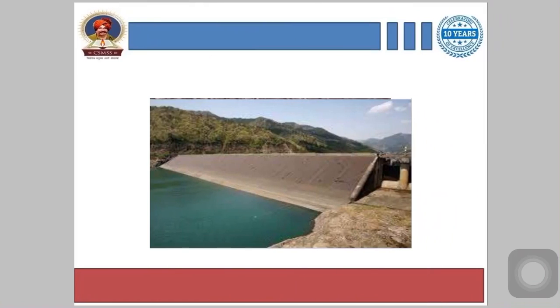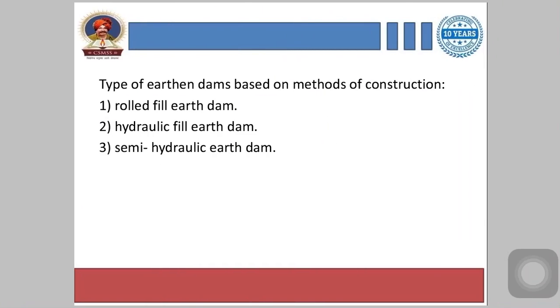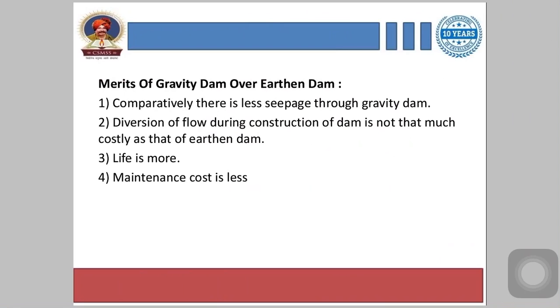So, this is the image for earthen dams. The types of earthen dams are also classified on the methods of construction. So, there are 3 methods of construction, that is roll filled earth dam, hydraulic filled earth dam and semi hydraulic earth dam. First we will see the merits of gravity dam over the earthen dam.